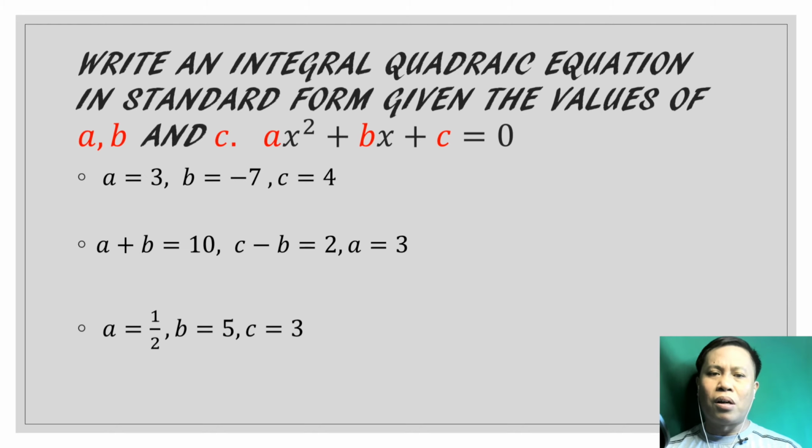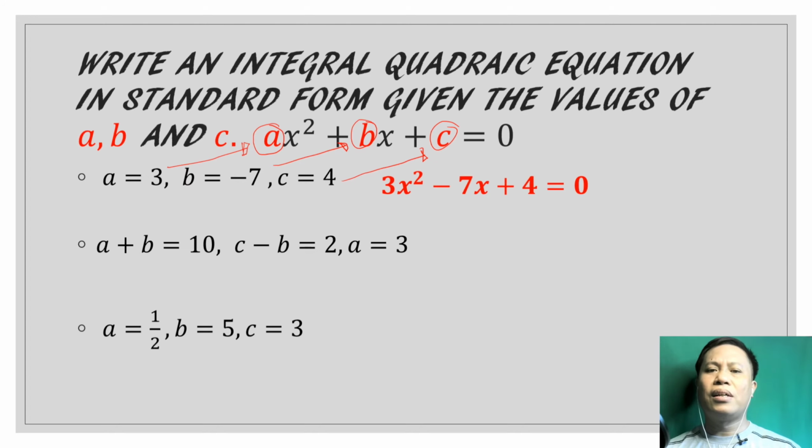We simply replace A by the given value 3, B will be replaced by negative 7, that's the value of B, and C will be replaced by positive 4. So the result is 3x squared minus 7x plus 4 equals 0. Okay? That's as simple as that.